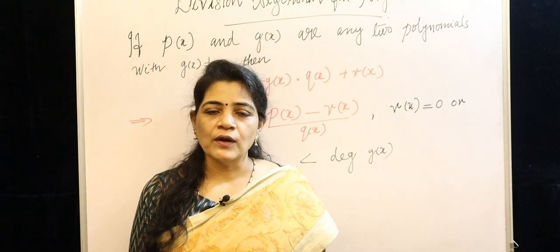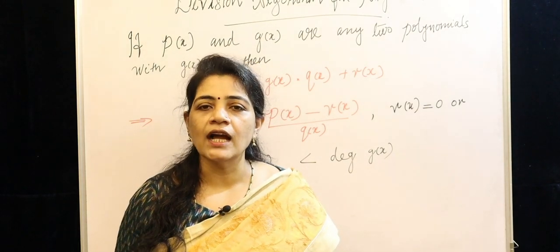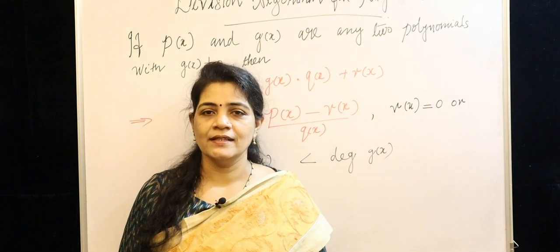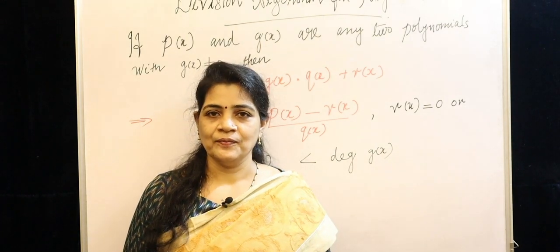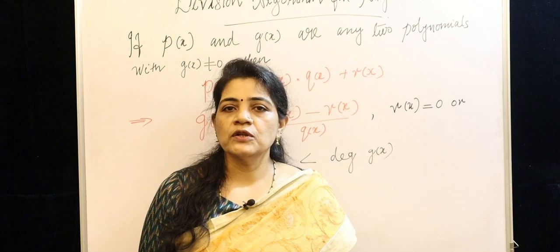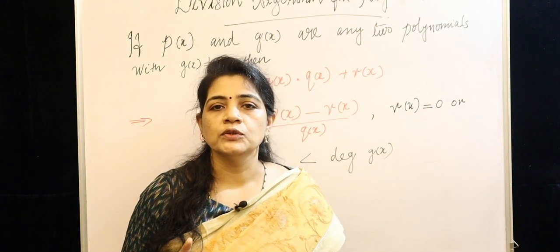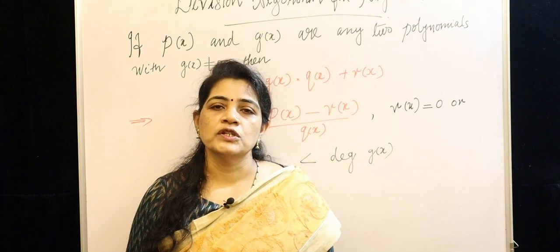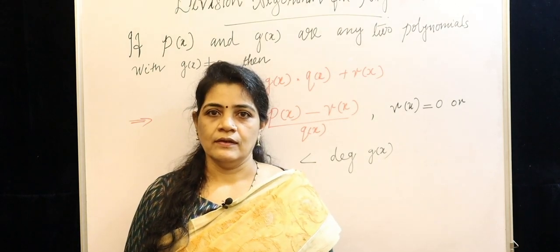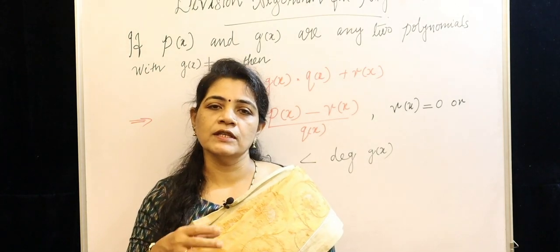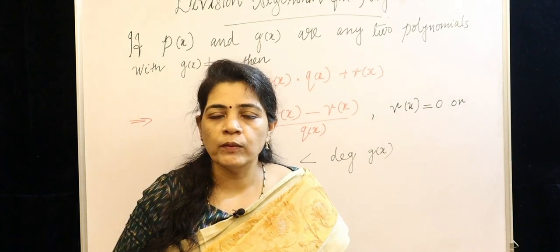In this video, we are going to discuss the division algorithm for polynomials. This is the last topic of this lesson. The division rule we know: dividend is equal to the divisor into quotient plus the remainder. The same division algorithm is applicable for polynomials also.